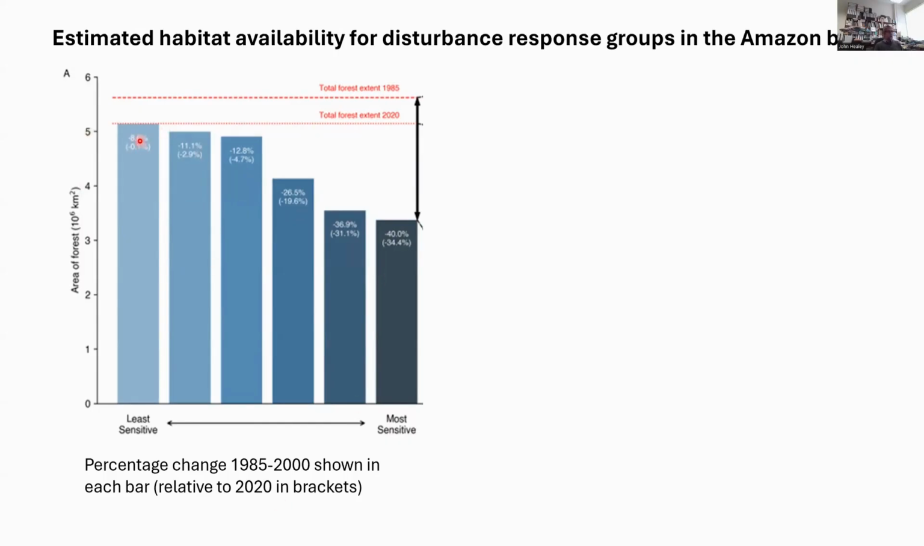And the numbers, if you can read them inside the bars, are the percentage change reduction, a loss of 9% of the previous habitat 35 years ago for Group A, whereas Group F had lost 40% of its previously available habitat, and shown relative to the 2020 values in brackets there.